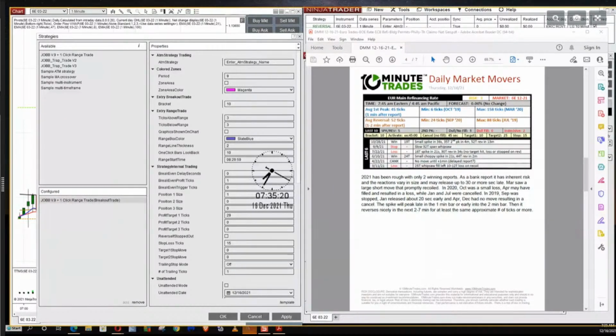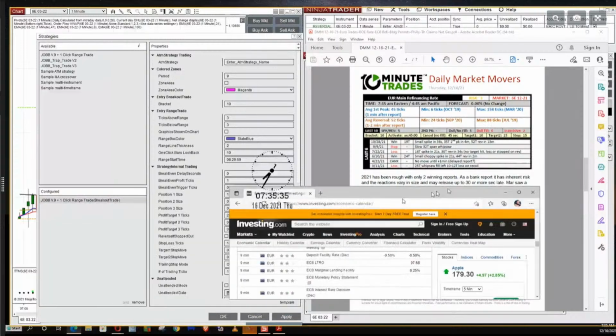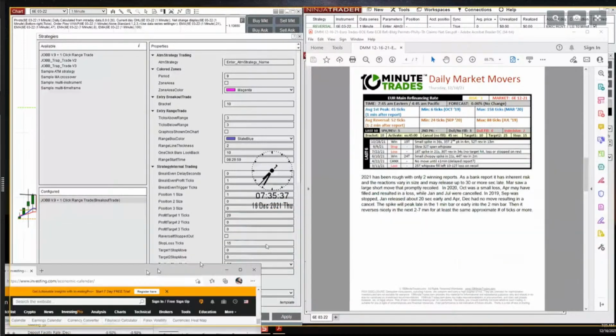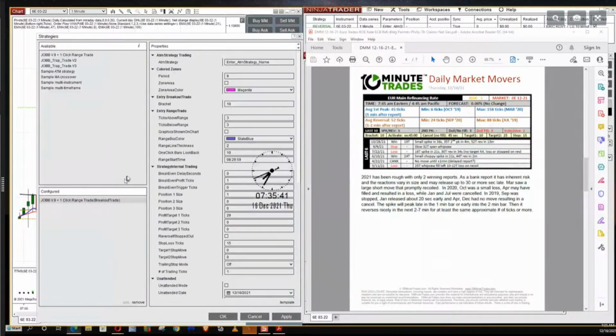The forecast by the ECB is no change to any of their rates. They have a bank rate and a deposit rate. Those are the two important rates that they have. So I've got my news off to the side, and the reason I have it off to the side is so we can have room on the charts.